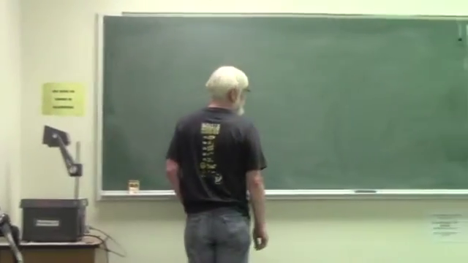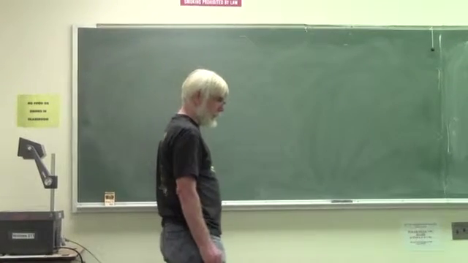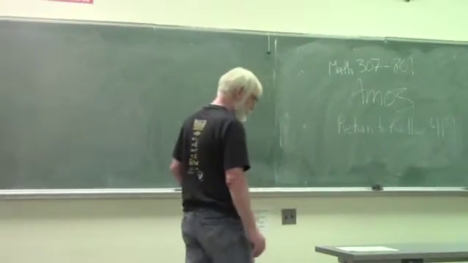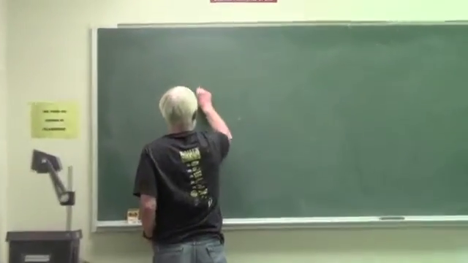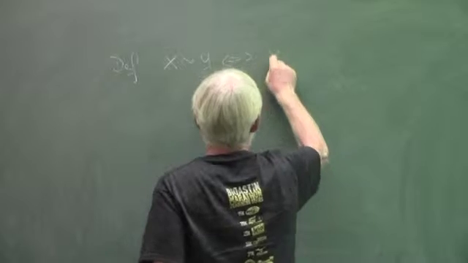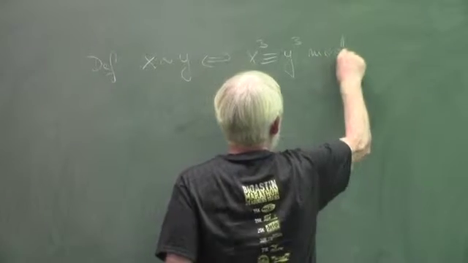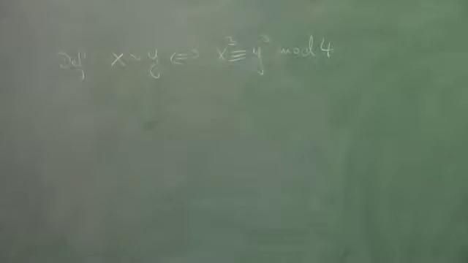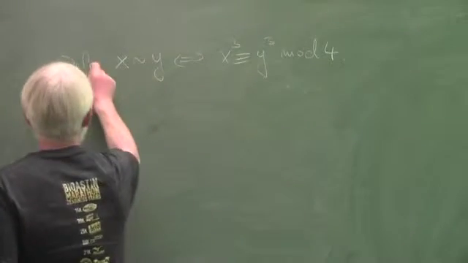So I was looking at some books where we consider congruence modulo numbers and put exercises there. One of the questions in there was: definition, x is congruent to y if and only if x cubed is congruent to y cubed. So question one: is this an equivalence relation?